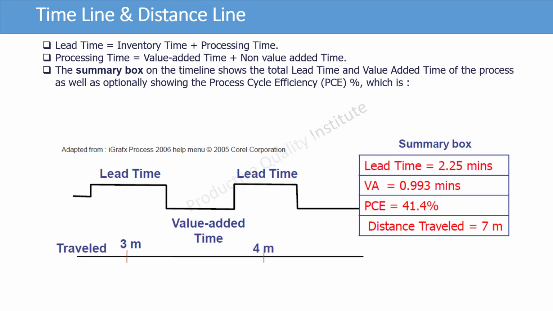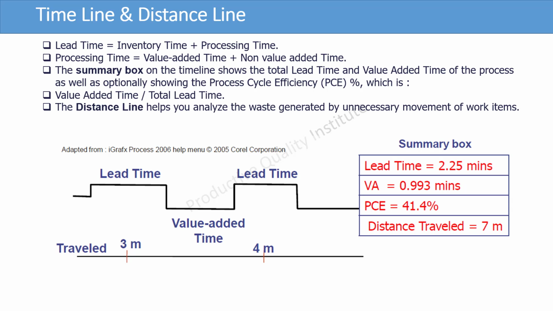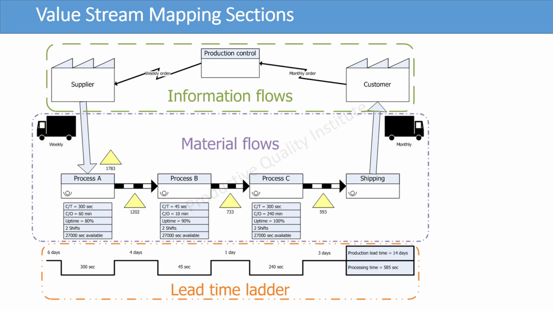The summary box on the timeline shows the total lead time and value-added time of the process, as well as optionally showing the process cycle efficiency percent, which is value-added time divided by total lead time. The distance line helps you analyze the waste generated by unnecessary movement of work items. The three value stream mapping sections are information flows, material flows, and lead time ladder.